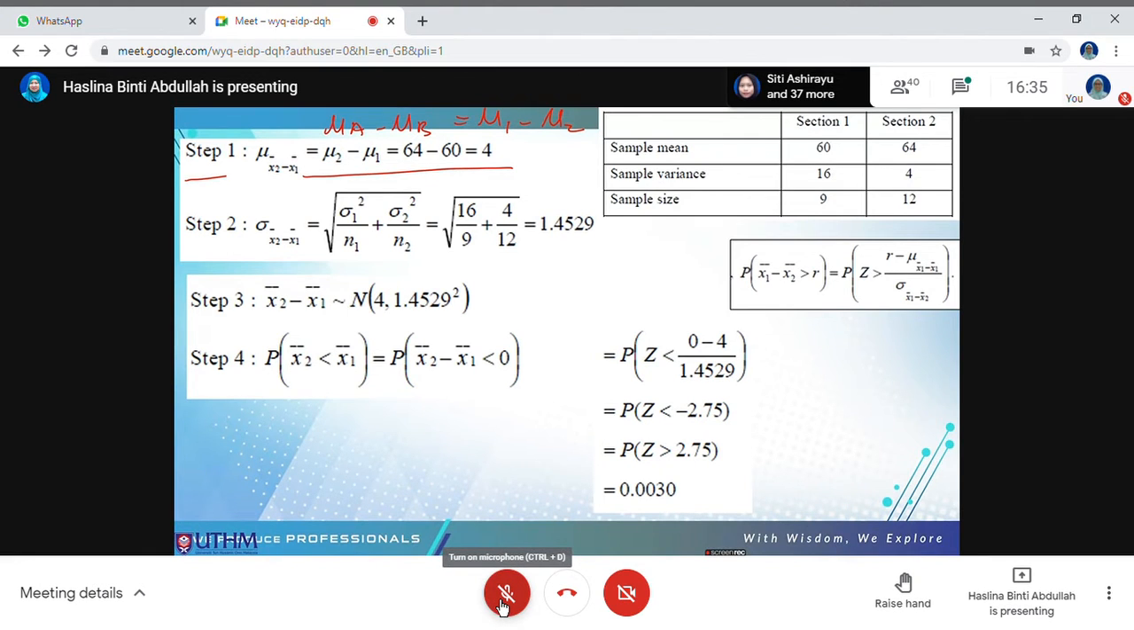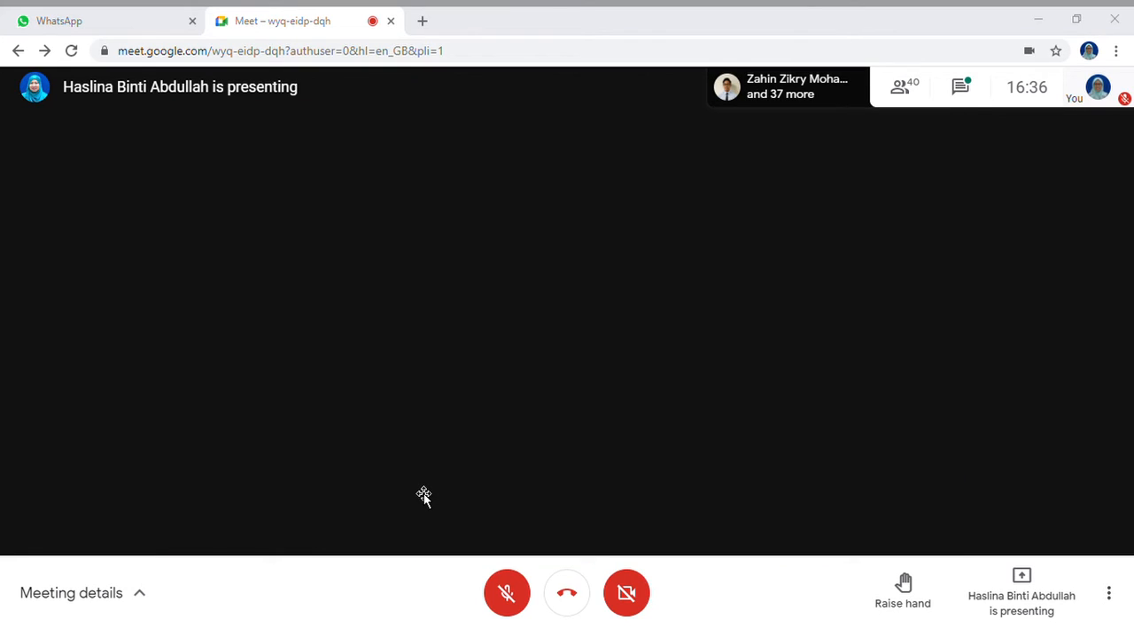Why? Anyone? Who can help? Why is the step 1 for this one mu2 minus mu1? Why not just do mu1 minus mu2 as in the previous example? How can we decide between mu2 minus mu1 or mu1 minus mu2? Does anyone have a suggestion? Any opinion?